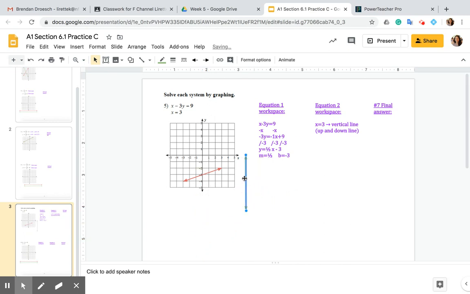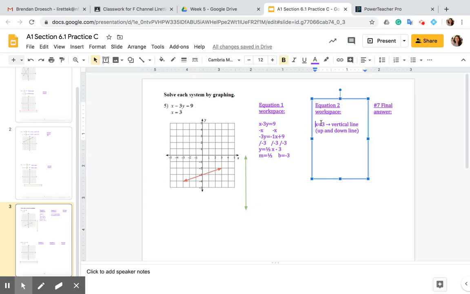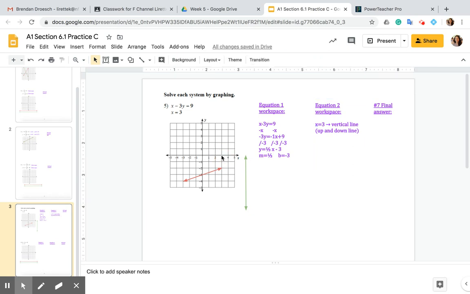So in order to put it in its proper location, what you want to do is find 3 on the x-axis and then draw your vertical line through that. So here's 3 on the x-axis where my mouse is clicking. I'm going to take this vertical line and pass it through that point.